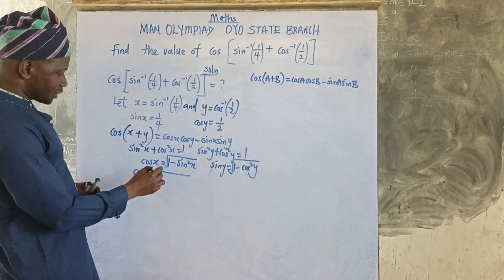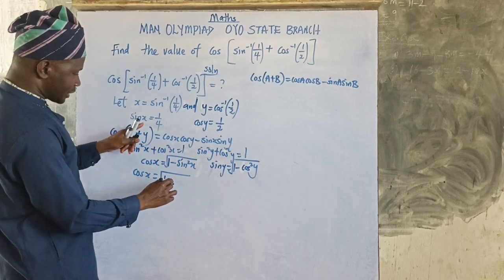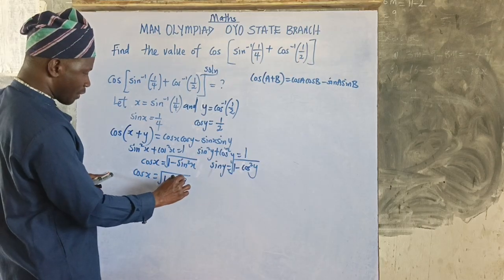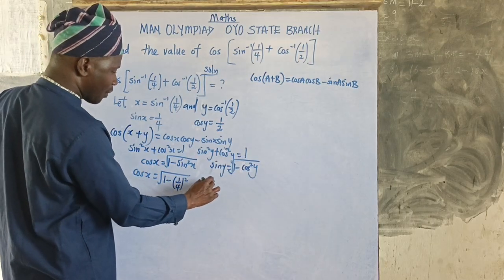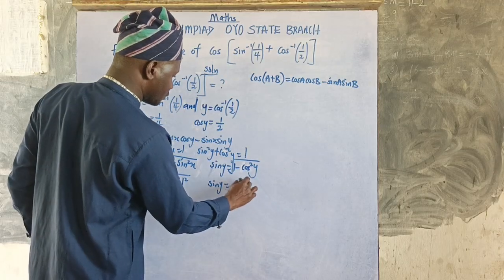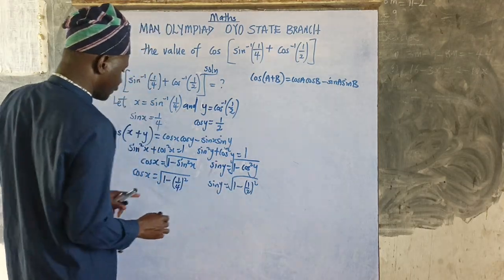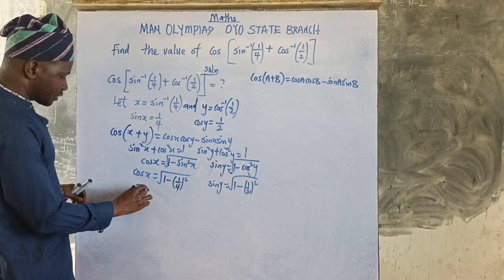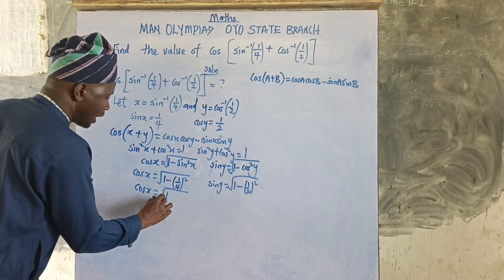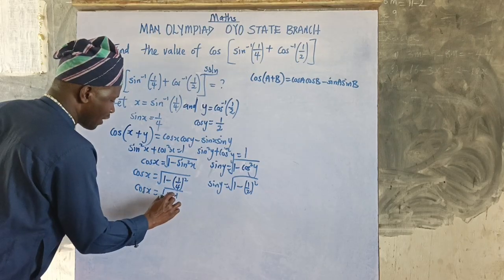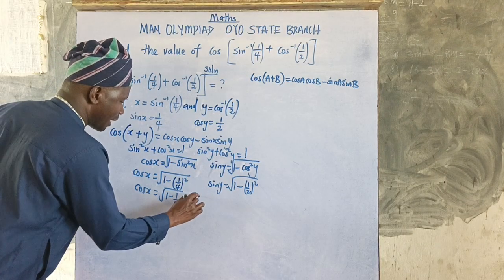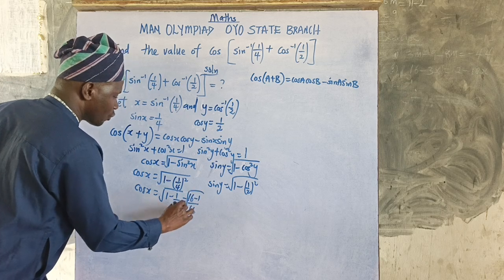So now we have cos x equals the square root of 1 minus sine squared x, that will be 1 minus (1 over 4) raised to power 2. And here we have sine y as the square root of 1 minus cos squared y, that is 1 minus (1 over 2) raised to power 2. When you evaluate further, you are going to simplify further. You are going to have the square root of 1 minus 1 over 16. 1 minus 1 squared will be 1, 4 squared is 16, which gives us, when we find the LCM, the square root of 16 minus 1 divided by 16.